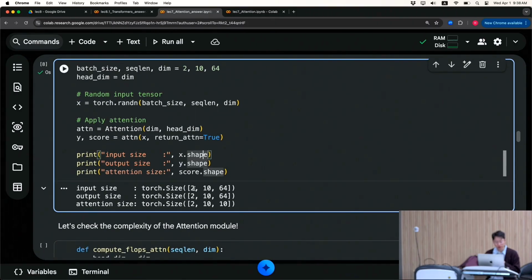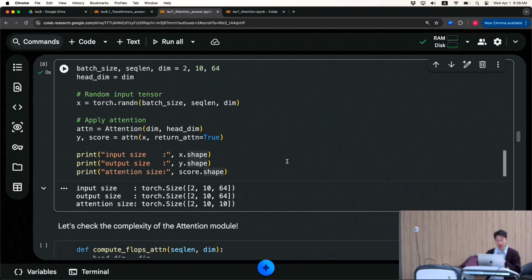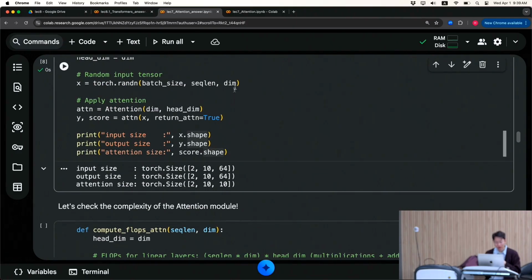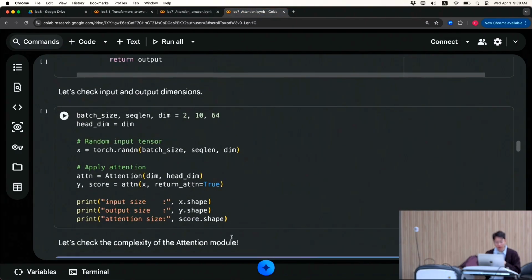So input shape is batch size 2, sequence length 10, dimension 64. The output of the attention is the same. The size of the attention map is batch size by sequence length by sequence length. Right? Okay, so I think we stopped here last time.